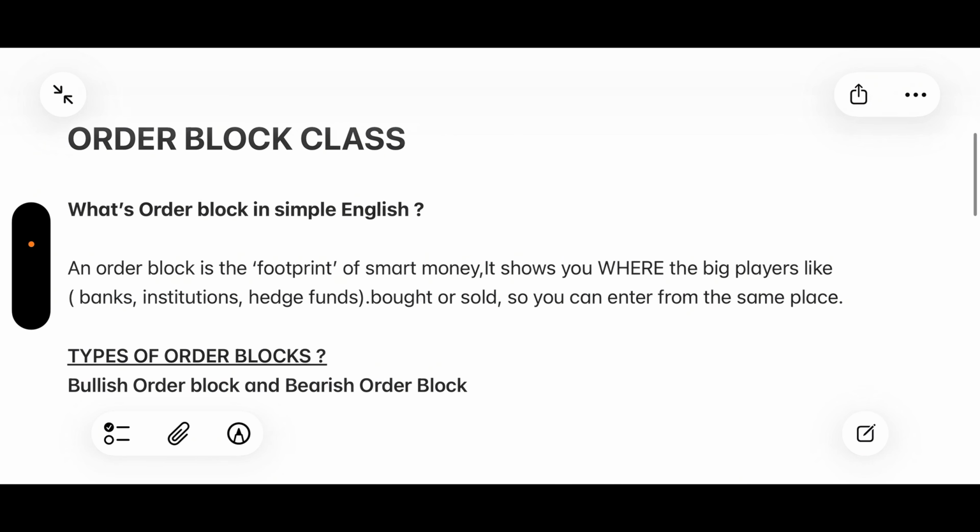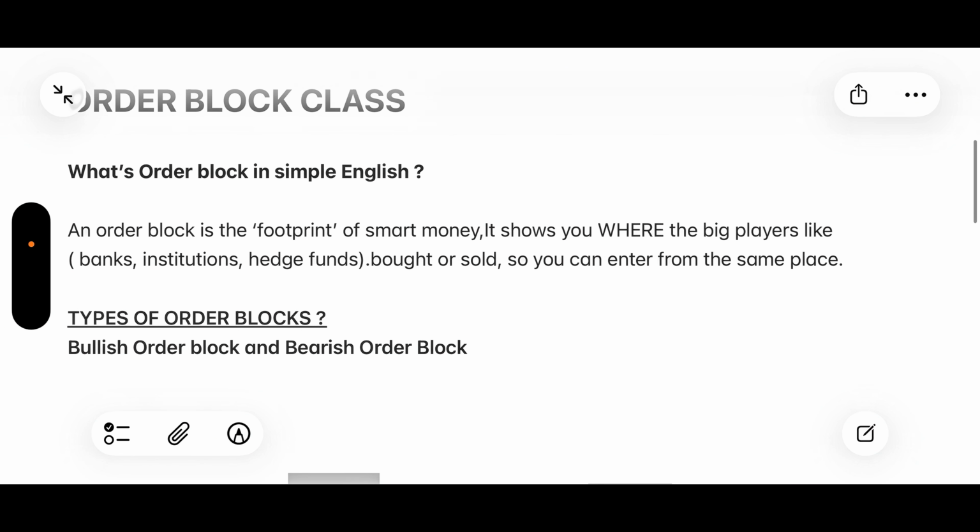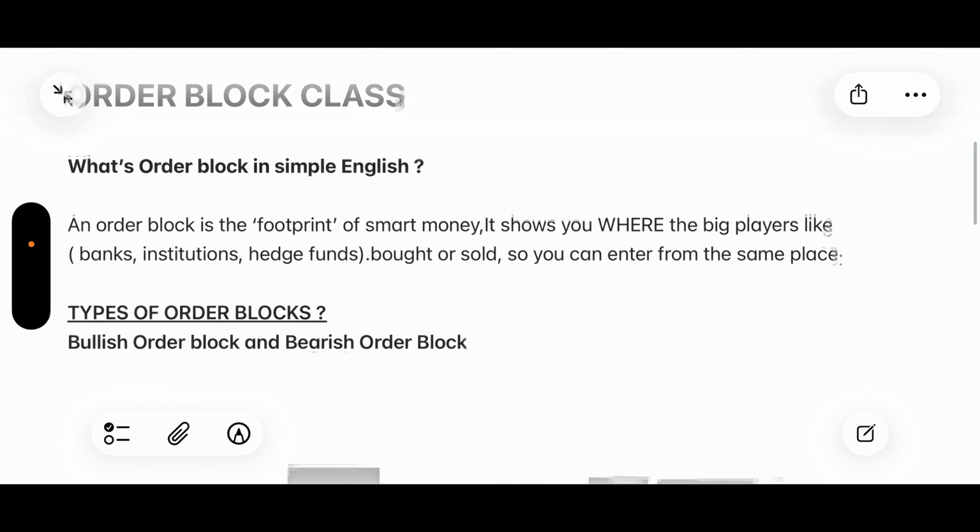An order block is where big traders left pending orders, and price comes back there. It reacts because there is still business happening in that zone. The market reacts immediately. Are you guys getting it? So there are two types of order block. We have the bullish order block and the bearish order block.